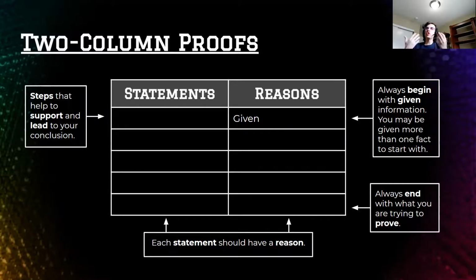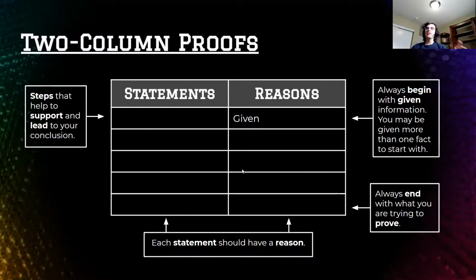The initial starting point of the problem, the building blocks, like what we've seen in geometry before. And we always end with what we're trying to prove. Every statement should have a reason. You can't just throw out a statement willy-nilly and then hope that I trust it because everything else has been true so far. You've got to have a reason for every statement. That's the key to deductive reasoning.